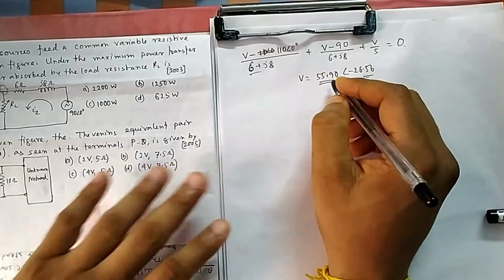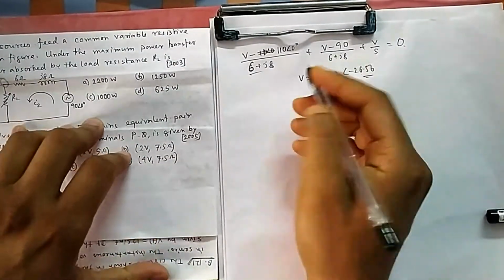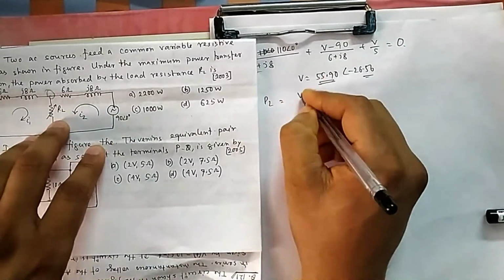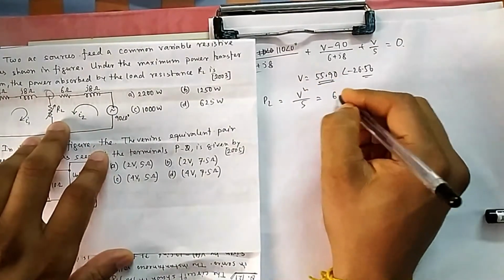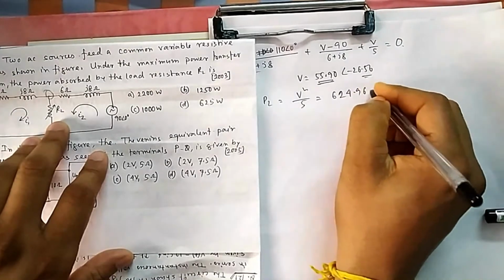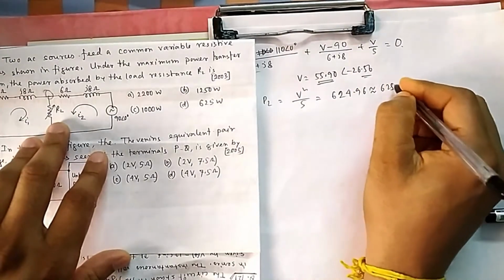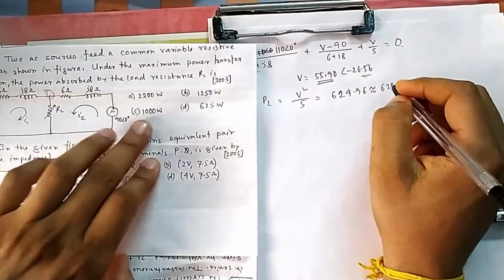So once you know the voltage, only the magnitude is needed, angle is not required, so power will be V square by R. So if we put 55.90 square divided by 5, we find 624.96, which you can approximately write as 625 watt. That is your option D.